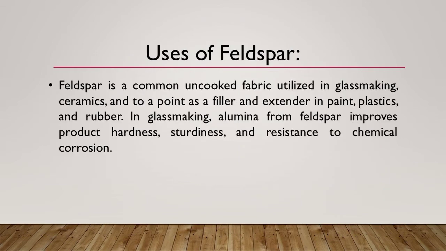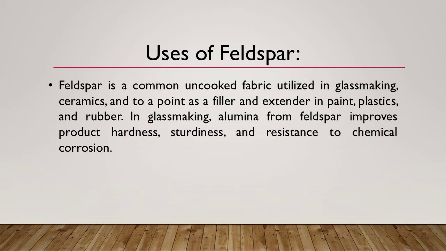Uses of feldspar. Feldspar is a common raw material utilized in glassmaking, ceramics, and to a point as a filler and extender in paint, plastics, and rubber. In glassmaking, alumina from feldspar improves product hardness, durability, and resistance to chemical erosion.